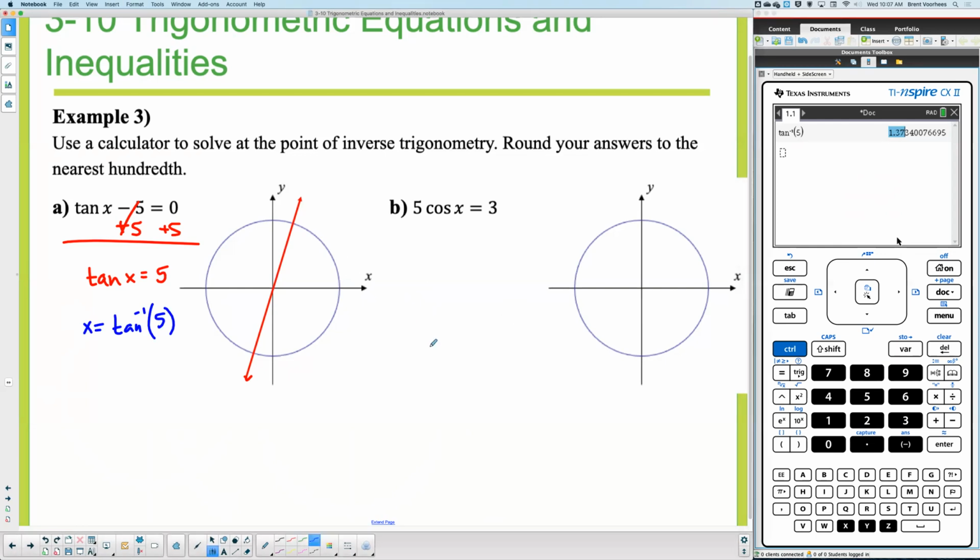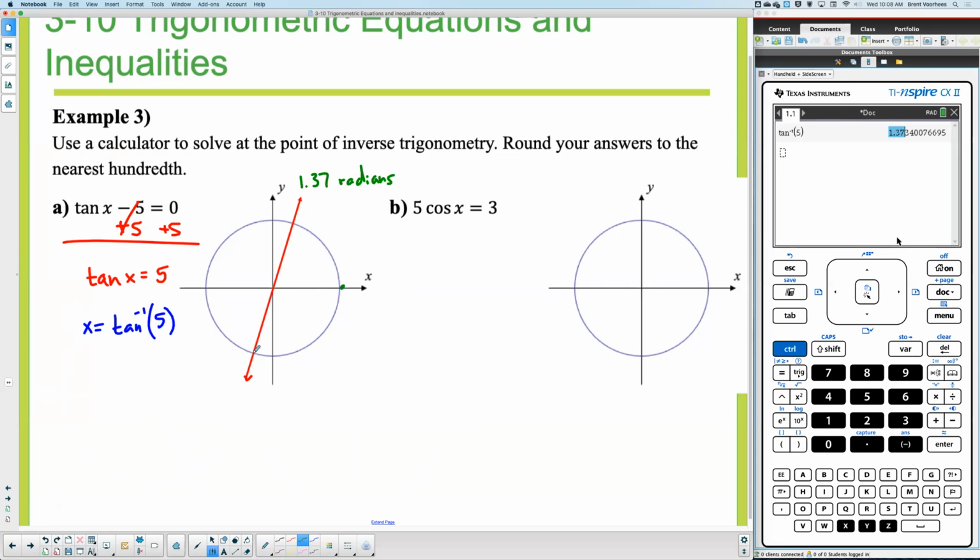1.37. Now that right there is the first quadrant answer. This value right here is 1.37 radians. That's this answer up to here. That means 1.37 radians long to get from this point, standard position, up to here.